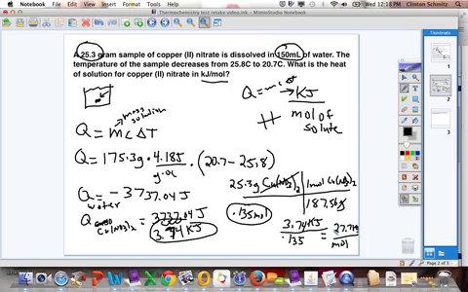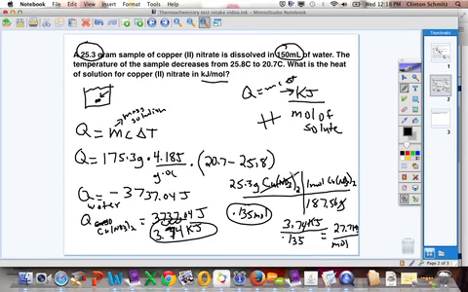Let's double check to make sure that makes sense. We have a positive heat of solution. To have a positive heat of solution, that must mean it's endothermic. That must mean the chemical absorbs heat energy from the water. And the water temperature did go down, so that must be accurate. Always double check it at the end.